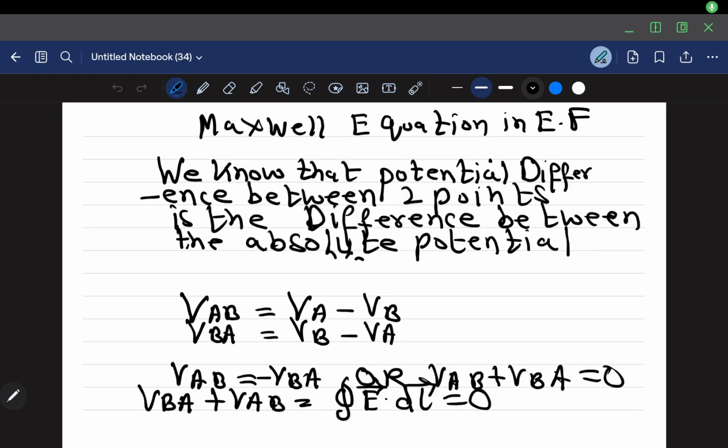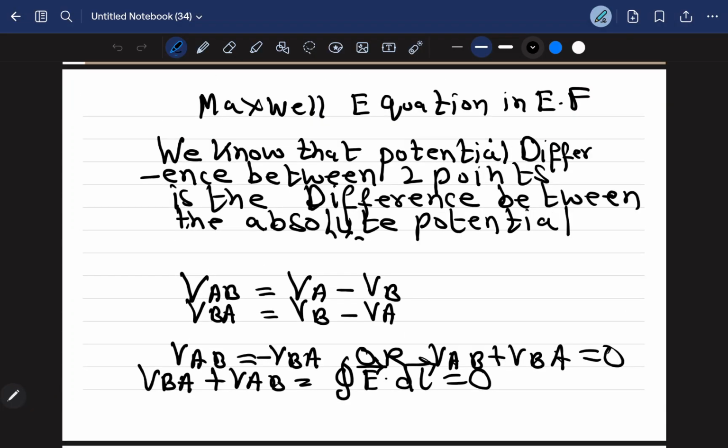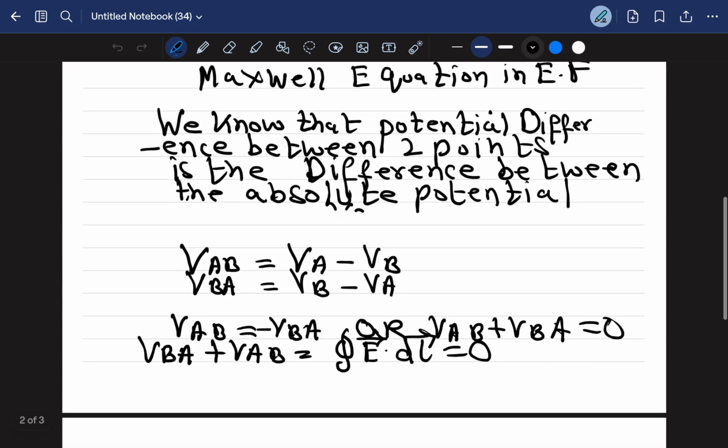We are going to derive the Maxwell equation in the electric field. So we know that the potential difference between two points is the difference between the absolute potentials of the two points. So what is absolute potential? The work done to bring a unit positive charge in the presence of an electric field from infinity to that point is known as absolute potential.